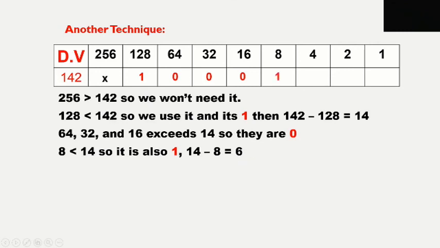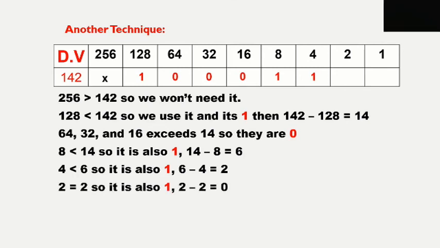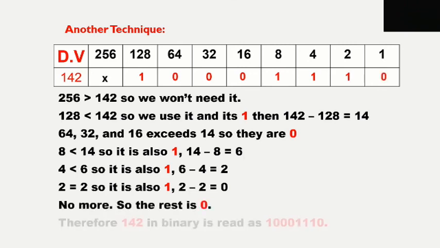Then 4 is less than 6, so it is also 1. Then we subtract 6 minus 4, which is equal to 2. Then 2 is equal to 2, so it is also 1. 2 minus 2 is exactly 0, so there is no more remainder, and the rest are 0. Therefore 142 in binary reads, exactly on the table, as 1 0 0 0 1 1 1 0.